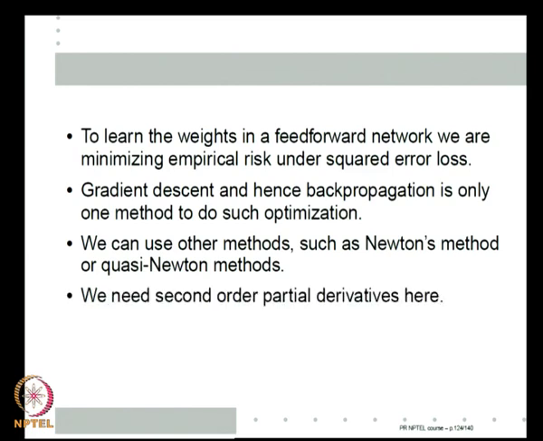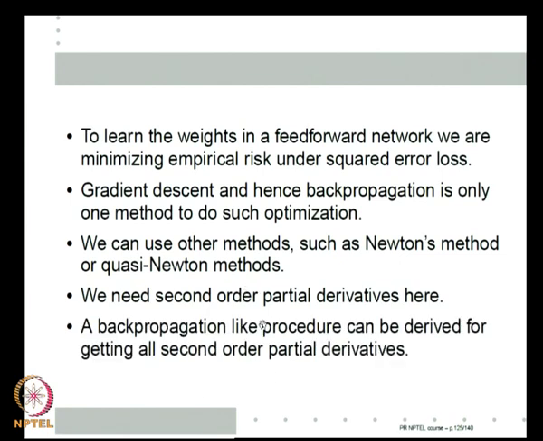Sometimes they need to invert the Hessian, sometimes Cauchy-Newton methods do not want you to invert the Hessian, but all of them need the second order partial derivatives. As it turns out, if a back propagation like method exists for first order derivatives, a similar procedure should exist for second order derivatives, even though it is a little more complicated. It is possible to get the second order partial derivatives also using a back propagation like method. So, I can use such Cauchy-Newton methods.